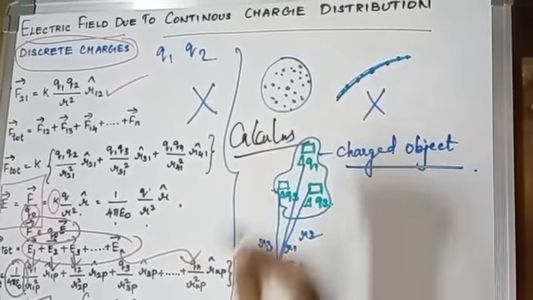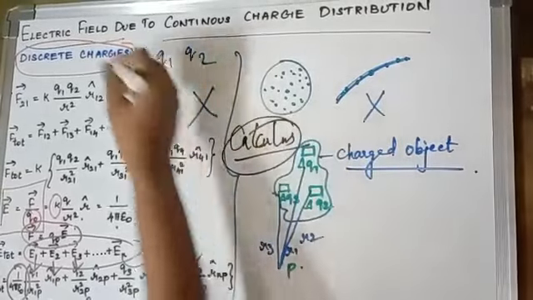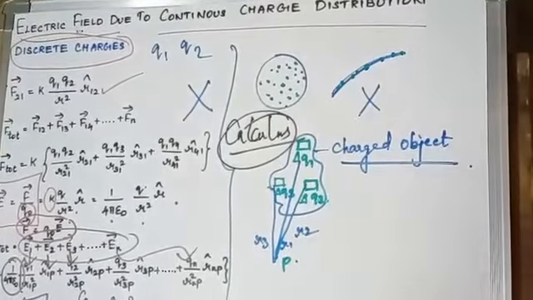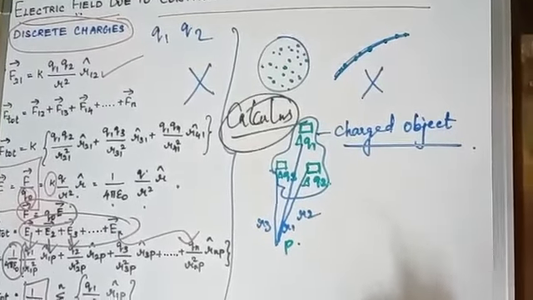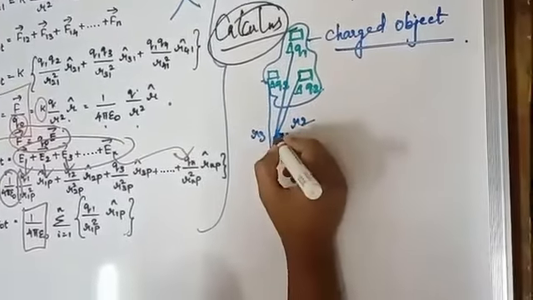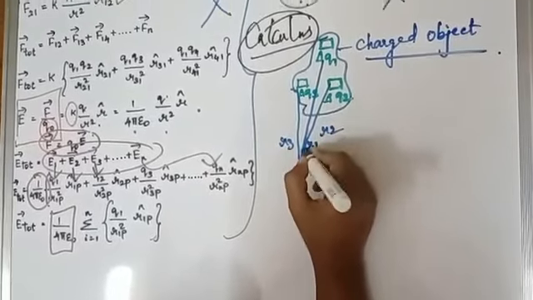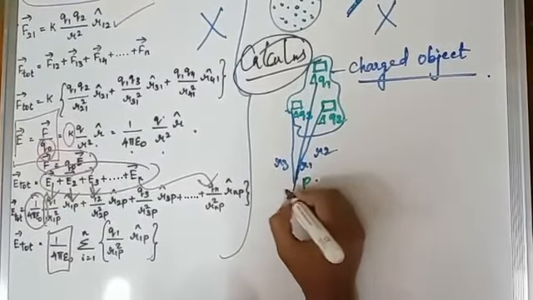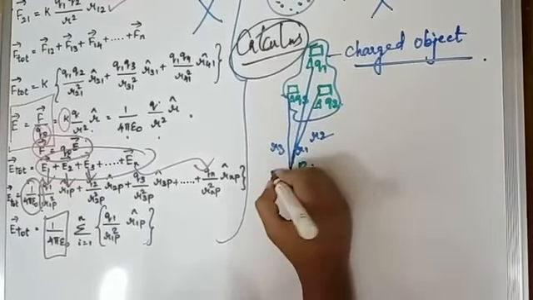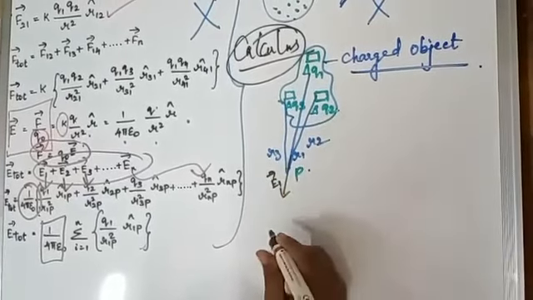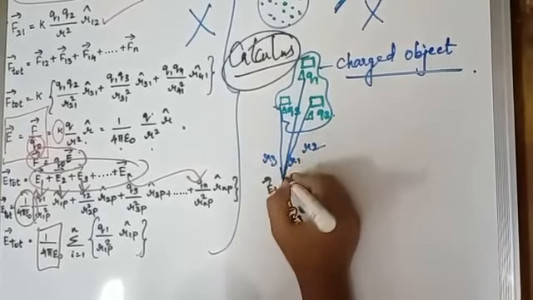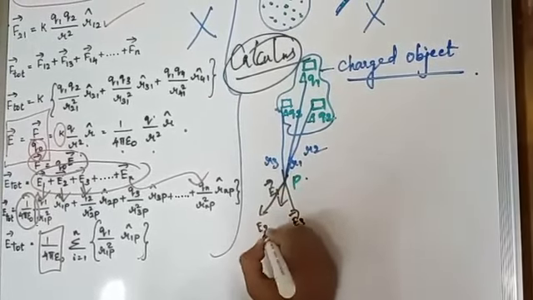We are going to use the calculus method to find out the electric field due to continuous charge distribution. Now let us see how we are going to use the calculus method. So let us take this field. Here we have Q1. Let us extend this. This is Q1. So here it is E1, the electric field which is acting on Q1. And this is E3 vector, and this is E2 vector.